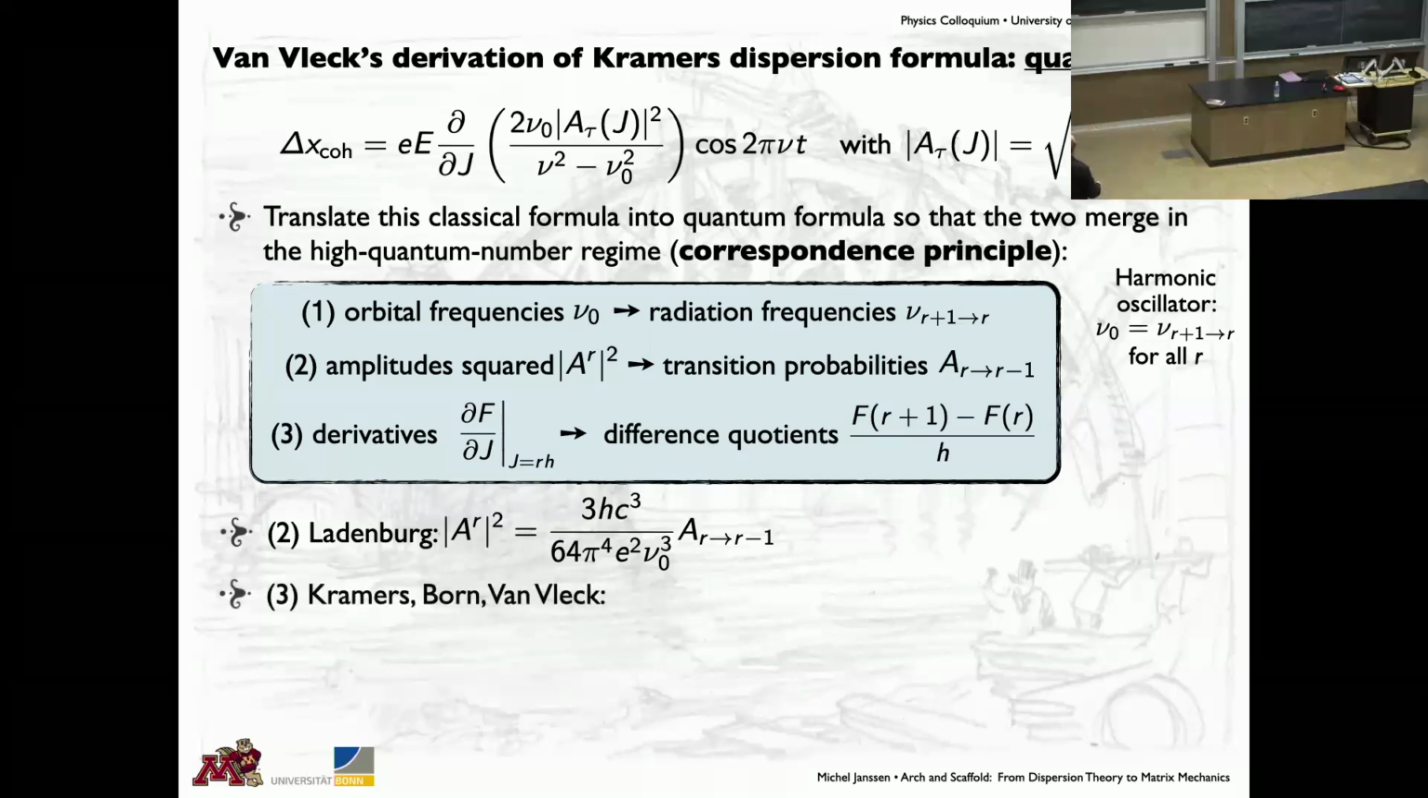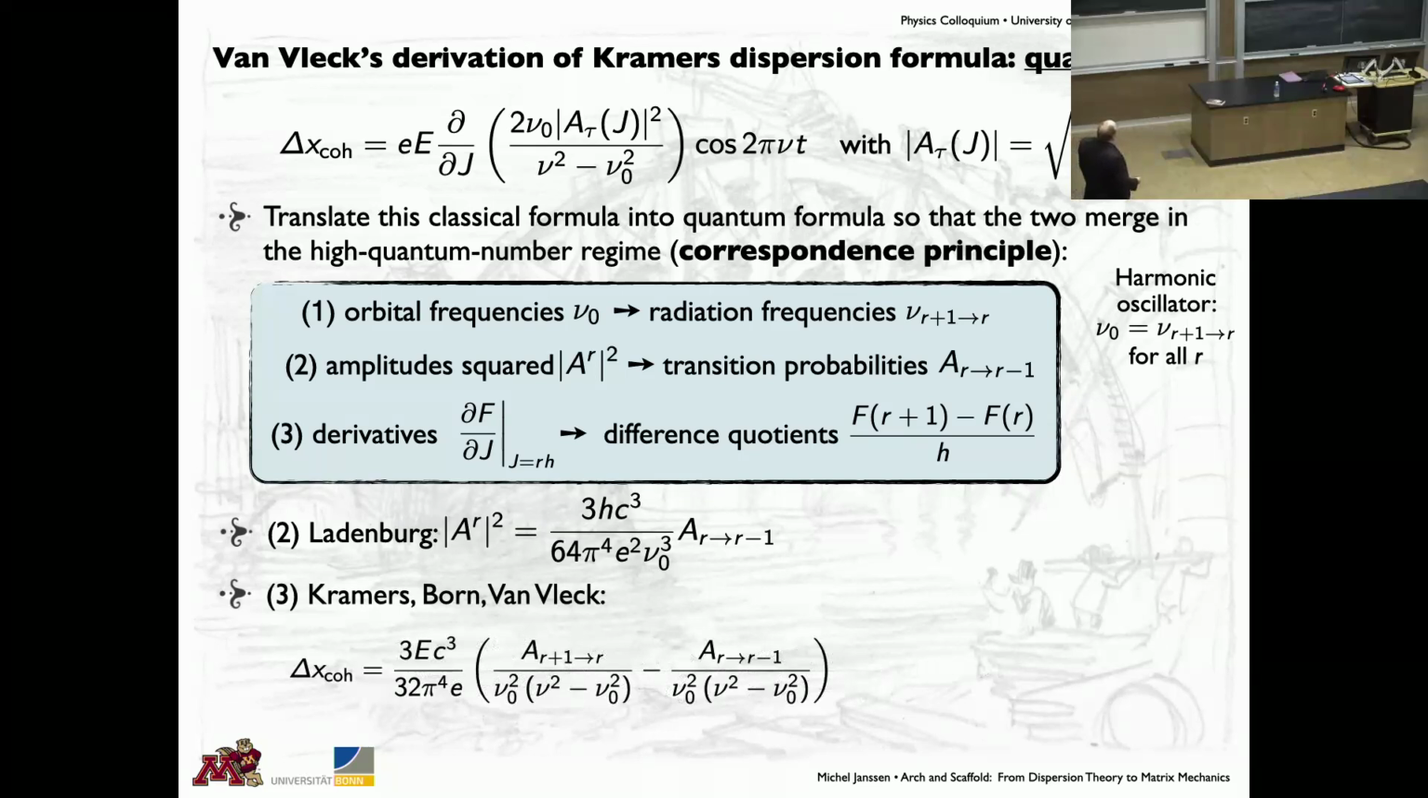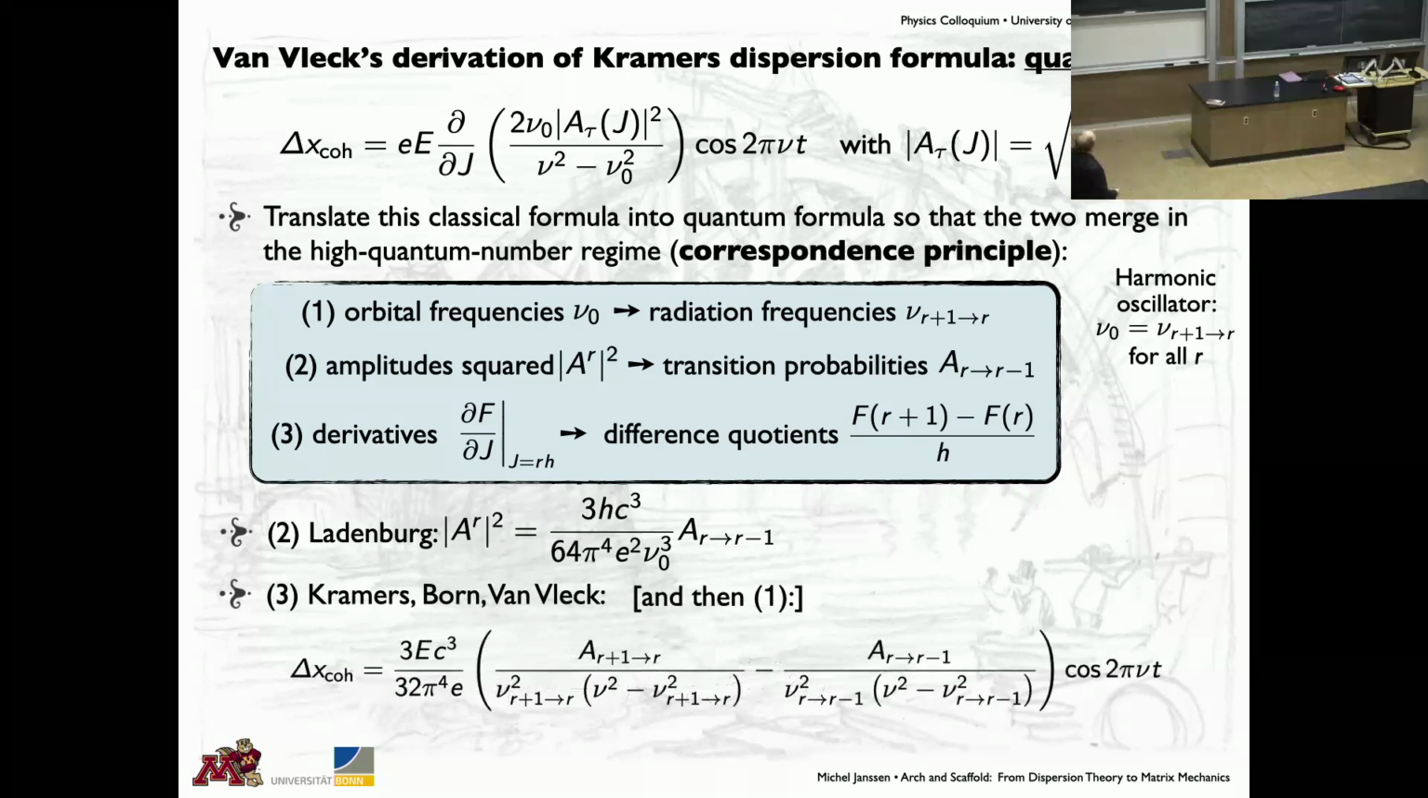Then you use this rule of Kramers and Van Vleck to change this derivative into a difference quotient. Right? So plugging all of this in, you get that. So that reduces to this. And then finally, you do this. You replace the orbital frequencies by the radiation frequency, and you get this. And this is the Kramers dispersion formula for the simple case of a simple harmonic oscillator. And you see already how much work needs to be done just to do this for the simple case.